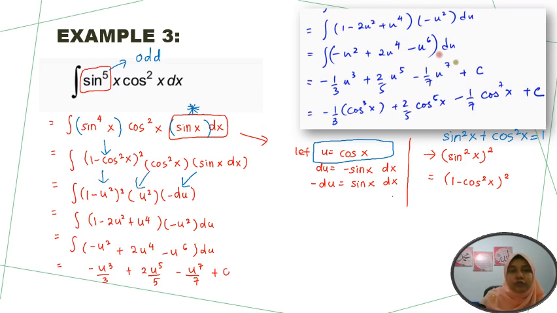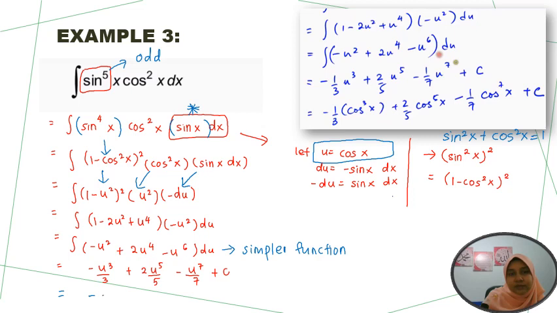Okay, then we have to expand this function, and we can simply integrate this function in terms of u with respect to u. This is the simpler function. Then we must substitute back u equal to cos x to get the final answer.